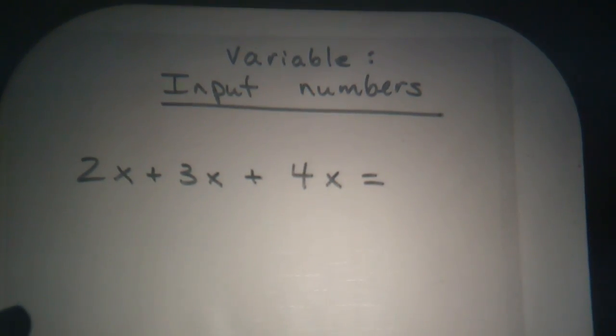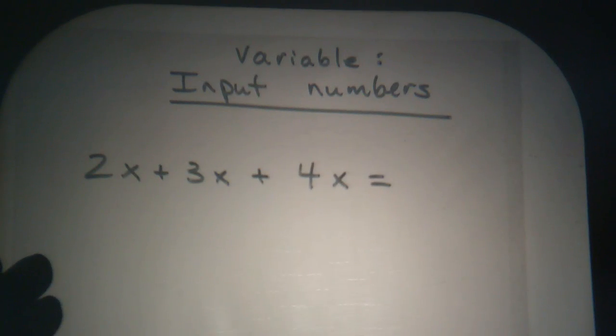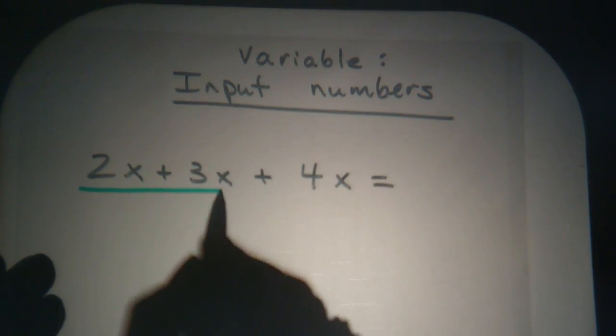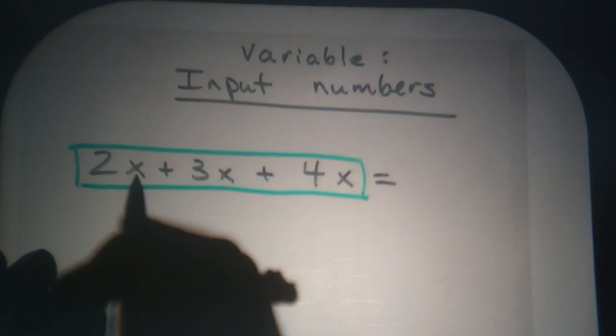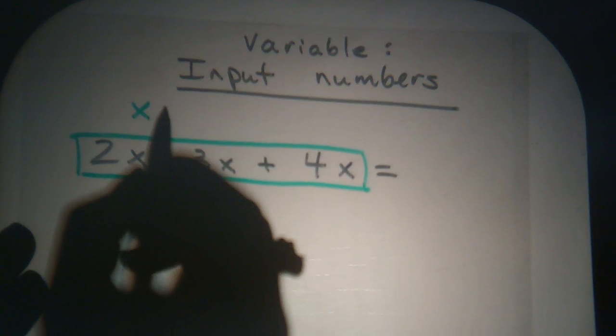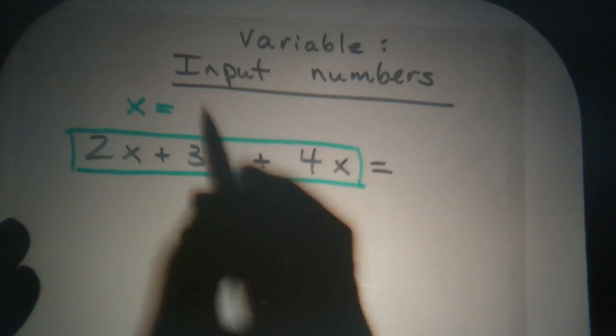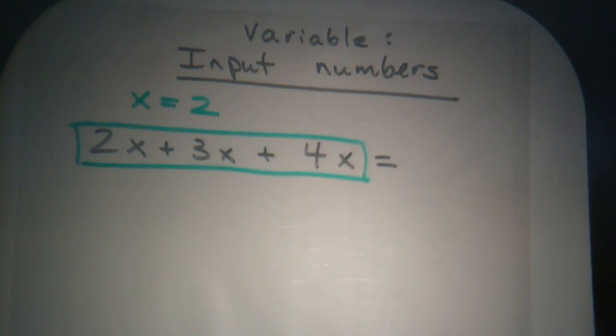Okay, let's talk a little bit about our variables and inputting numbers into our variables. So here we have an expression. The only variable we have at this point is what? It's the x. So I'm going to say that my x, somebody told me x equals 2, so I'm going to go with that. So x equals 2.